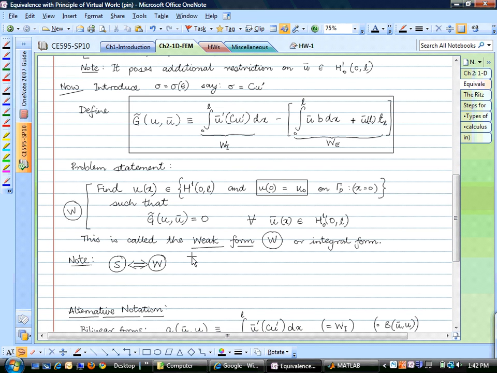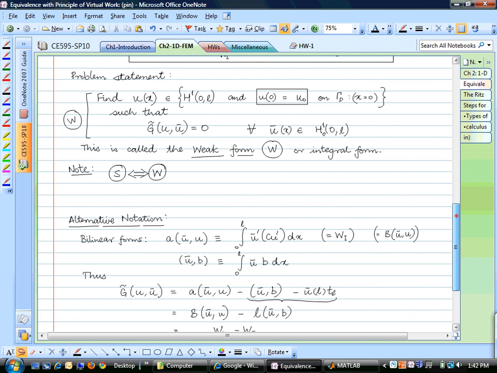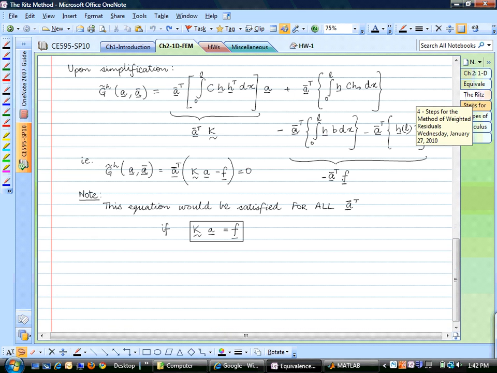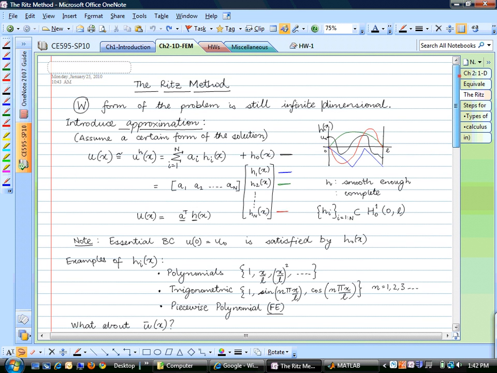So this is the weak form of the problem statement, what I just said, and I also pointed out that strong form and weak form are exactly equal. We have not made any approximations yet, okay? And there were a couple of other alternative notations. So this is about where we were last time, and we said that now that we want to solve the weak form, this weak form itself is still an infinite dimensional problem. So we have just transformed one infinite dimensional problem to another infinite dimensional problem.